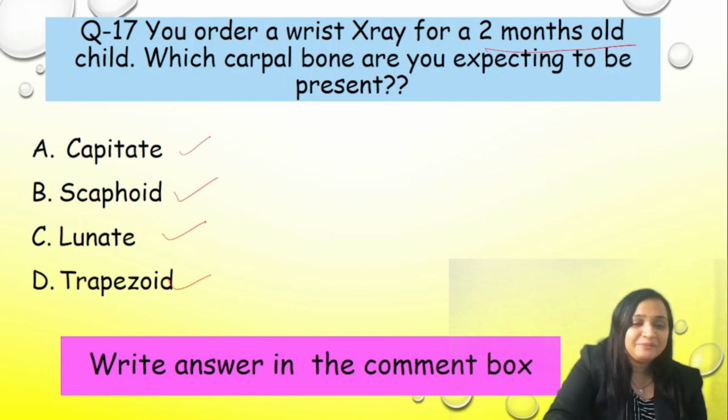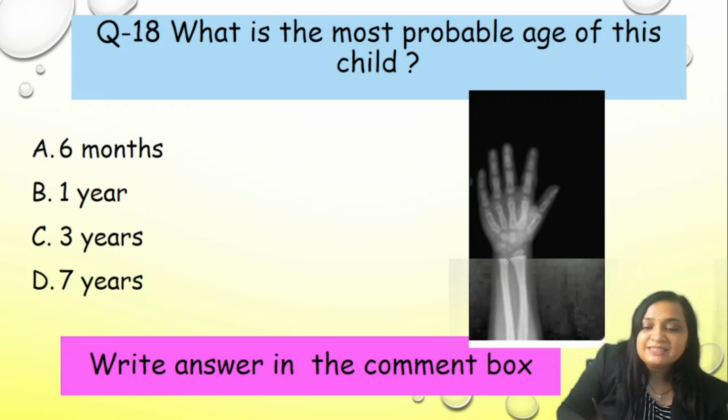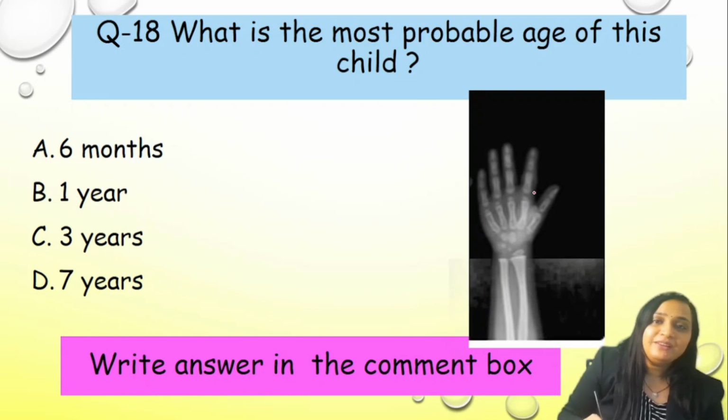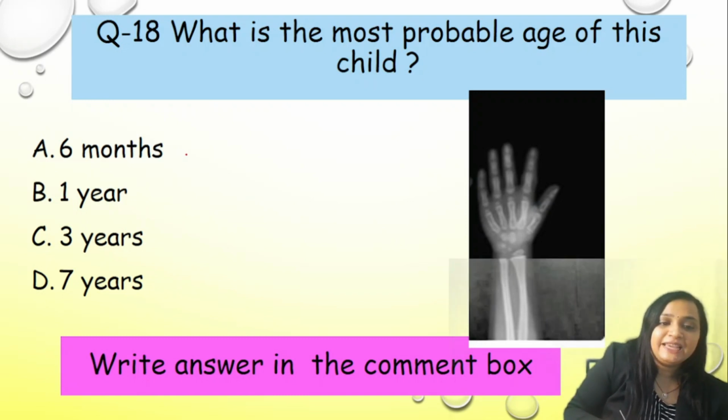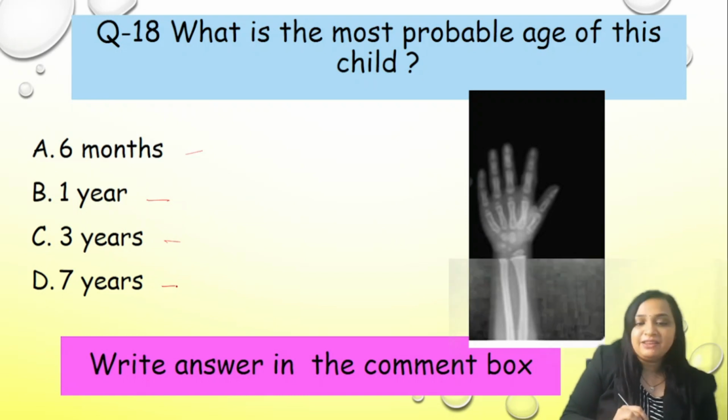Now question number 18. What is the most probable age of this child? This X-ray you have to see, you have to count some bones, and then you will arrive at your conclusion. Your options are A. 6 months, B. 1 year, C. 3 years, or D. 7 years?